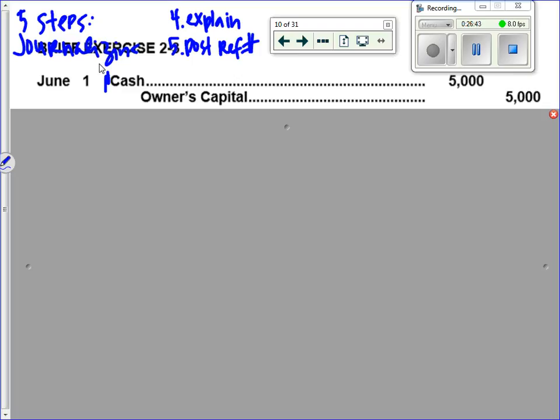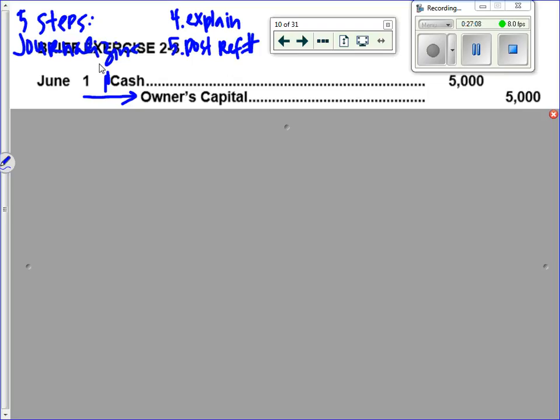Notice what my answer key does. It indents the credit. There's only 8 of you. If you choose not to indent credits, I still am going to be able to grade appropriately. But a quick way to show where the credit is is to indent it. Okay. I see a debit. Cash went up. I see owner's capital went up.